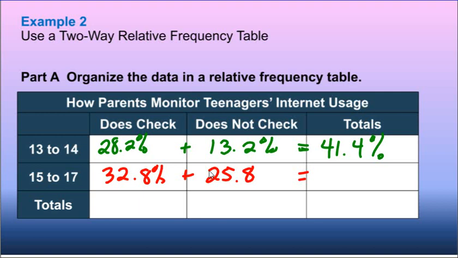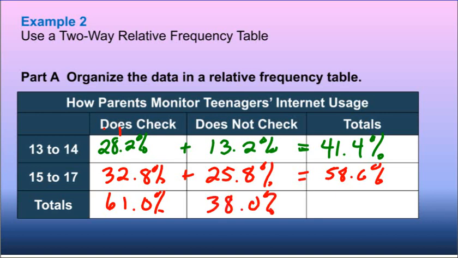To save some time, I'm just going to add these two percentages. So 32.8 plus 25.8 gives us 58.6%. And then the totals I just add straight down. So 28.2 plus 32.8 gives us 61%. This one gives us 38%. And if I were to add them together, that should also give us 100% here.